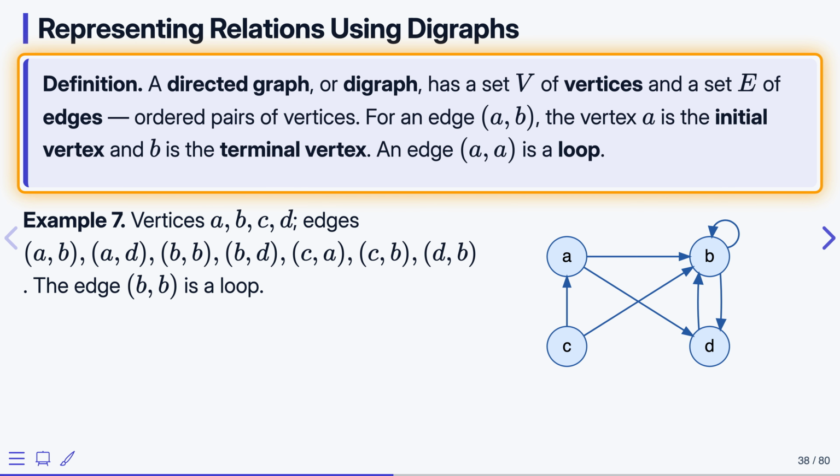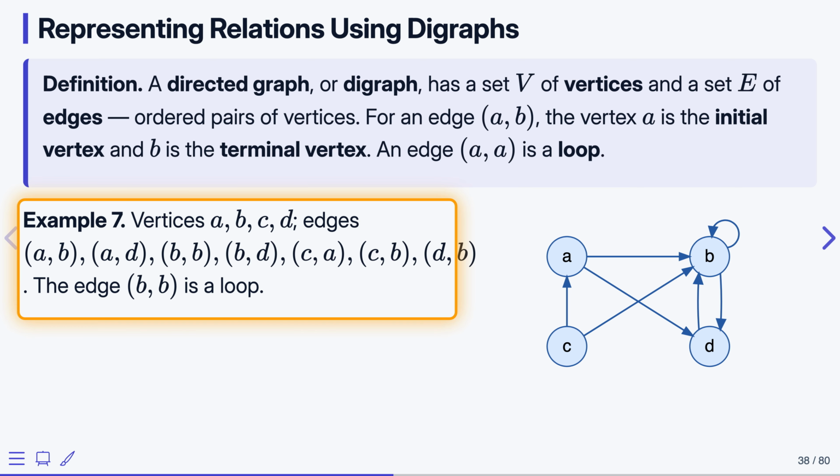This is the second way to show a relation. It uses a picture called a directed graph, or digraph for short. A digraph has two parts. The first part is a set of dots called vertices. The second part is a set of arrows called edges. Each edge is an ordered pair of vertices.